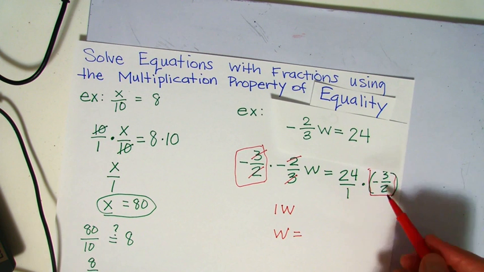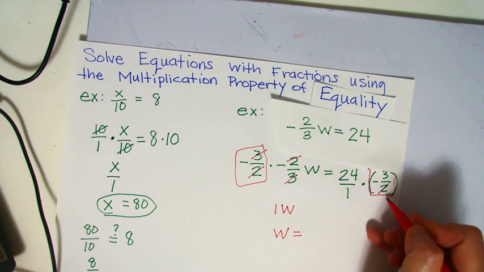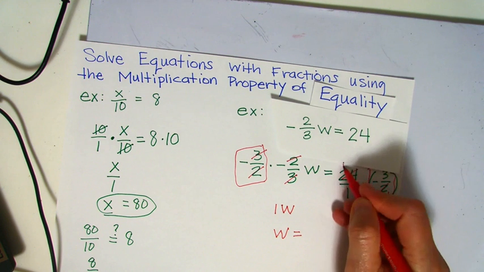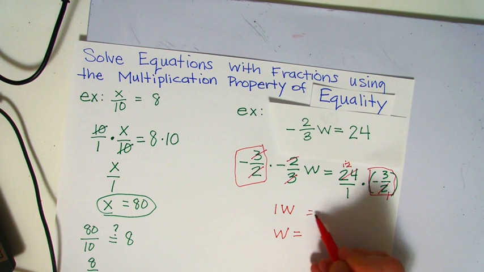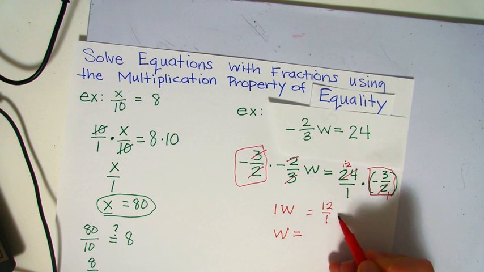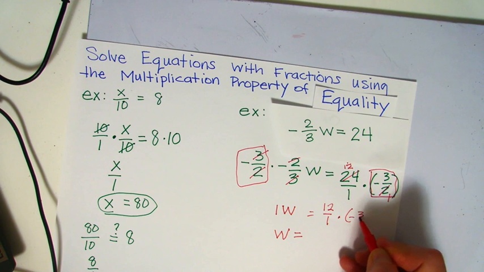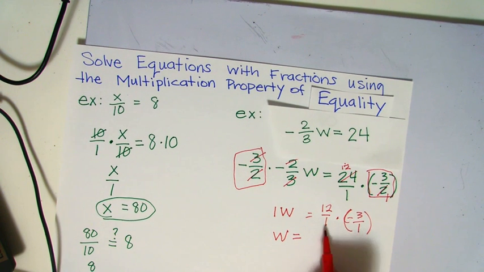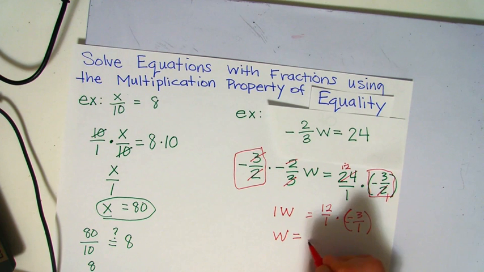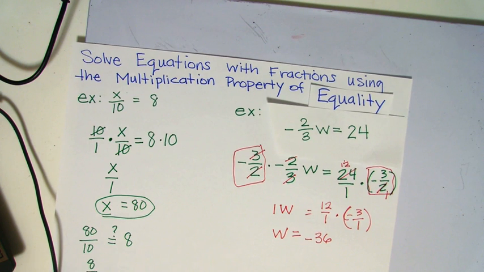Now we need to simplify here. 24 and 2 can be reduced. And so we're left with 12 over 1 times negative 3 over 1. Because they're both over 1, that's really 12 times negative 3, which is going to give us a negative 36. Now let's go ahead and check our answer.